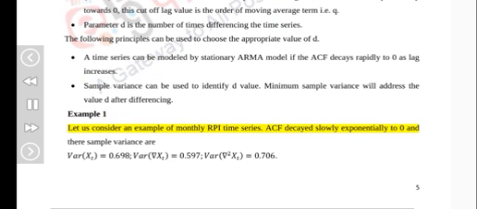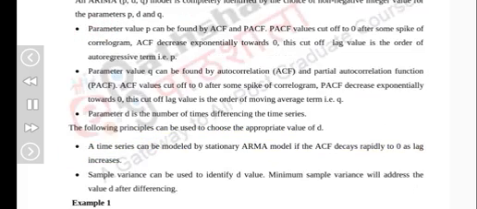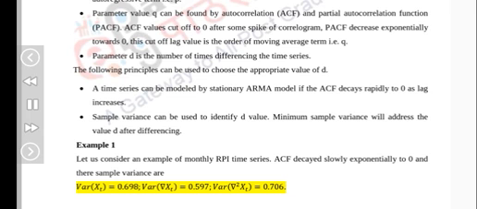Example 1. Let us consider an example of monthly RPI time series. ACF decayed slowly, exponentially to 0, and their sample variances are Var(x_t) equals 0.698, Var(∇x_t) equals 0.597, Var(∇²x_t) equals 0.706.